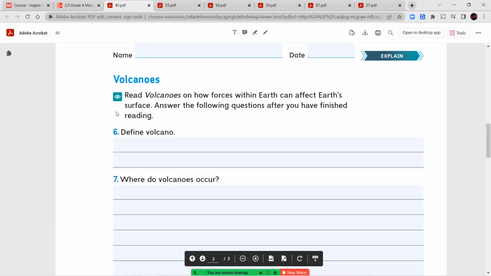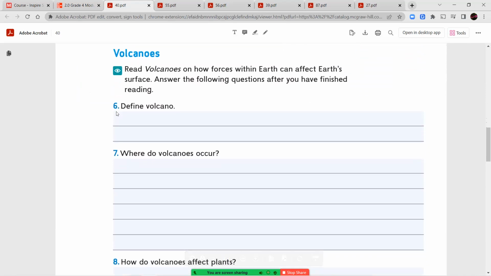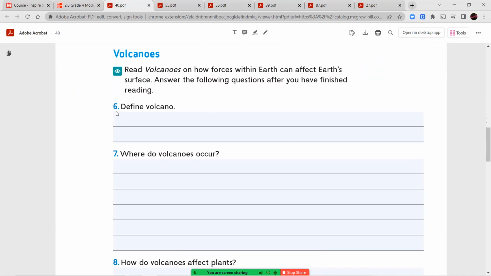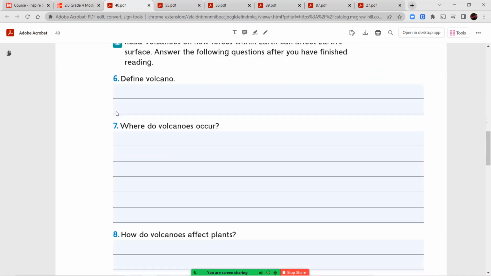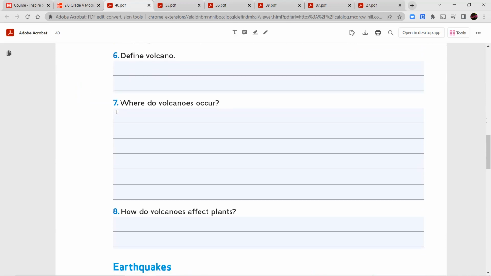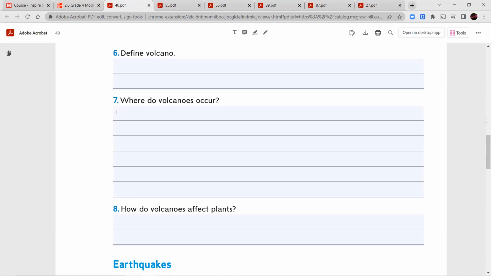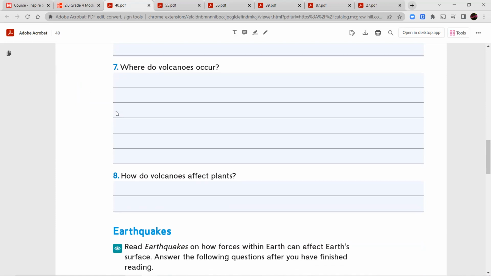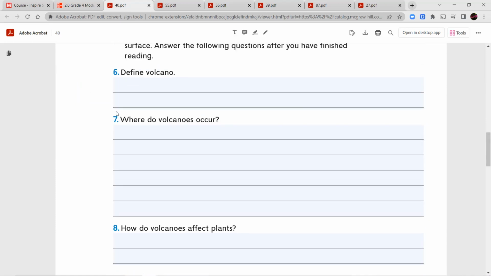Next, we're going to read a handout titled Volcanoes on how forces within Earth can affect Earth's surface. We're going to answer the questions. Number 6 says define volcano. So what is a volcano? Number 7, where do volcanoes occur? And number 8, how do volcanoes affect plants?